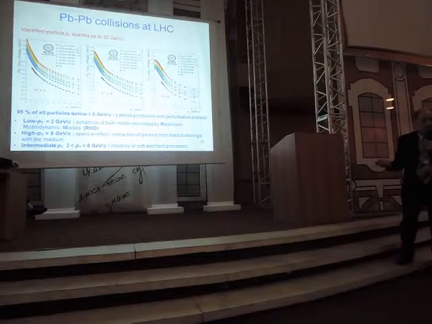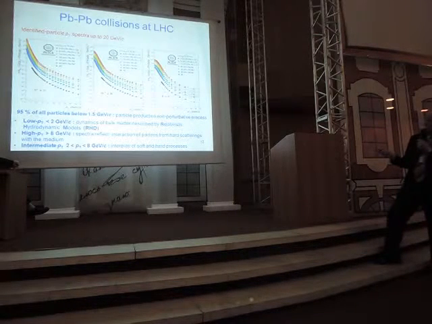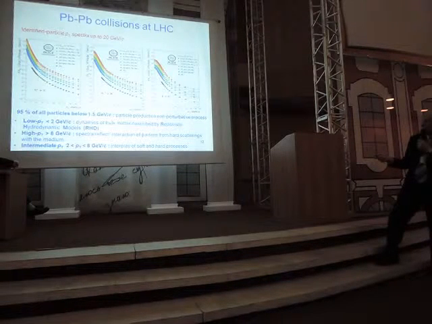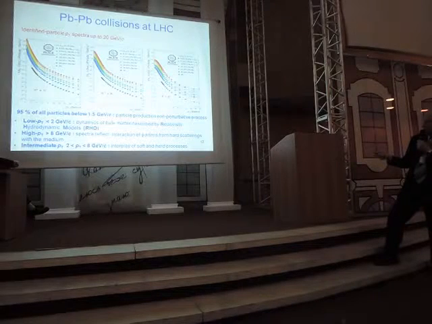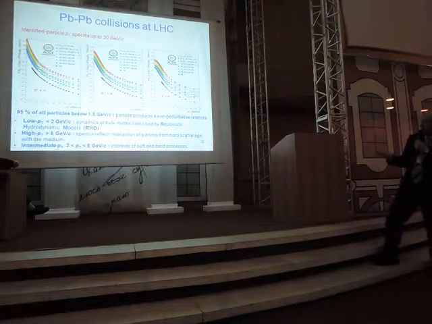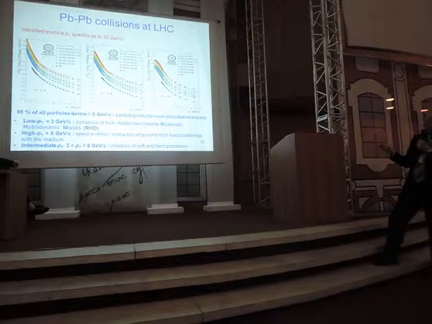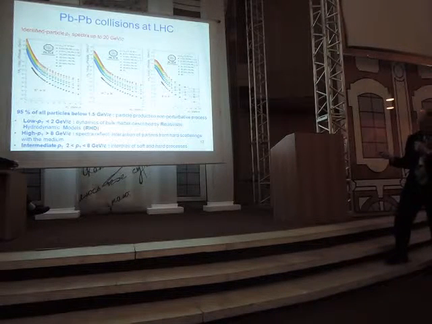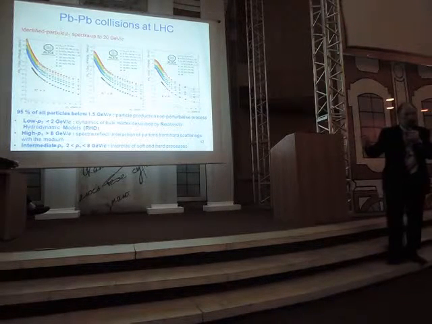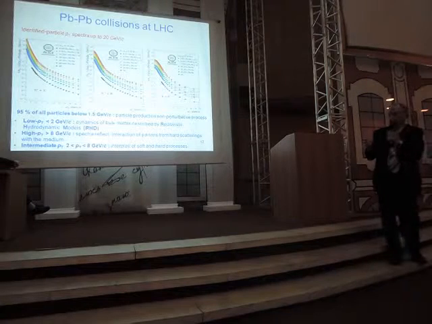So, briefly, some experimental results. Here you can see the spectra of identified particles. We have the pT of the particles and the yields as a function of pT for charged pions, charged kaons, protons and antiprotons. This is measured in lead-lead collisions, and these measurements are done at different centrality of collisions. Centrality will be the key word. I will come to it a bit later.